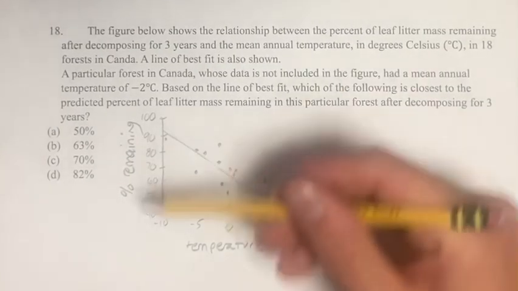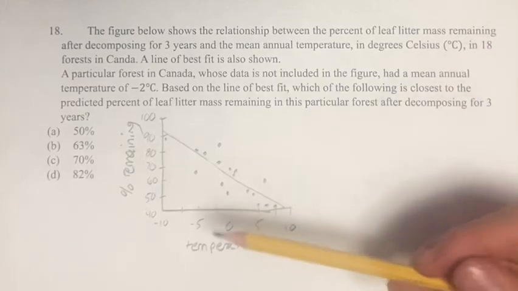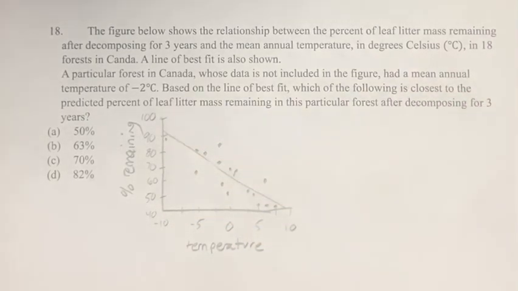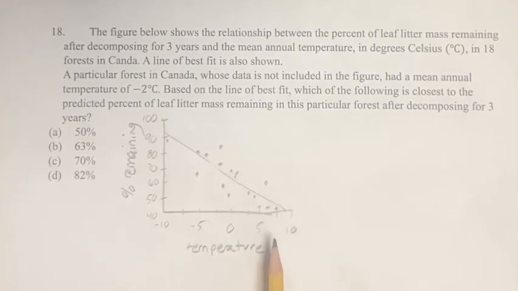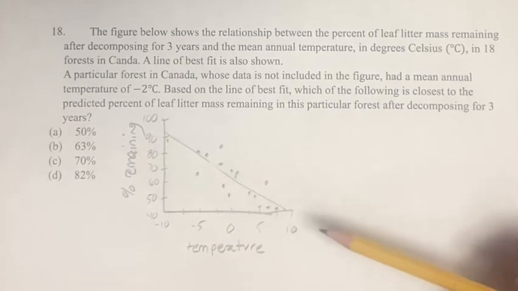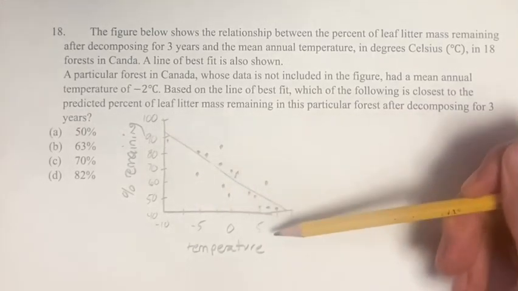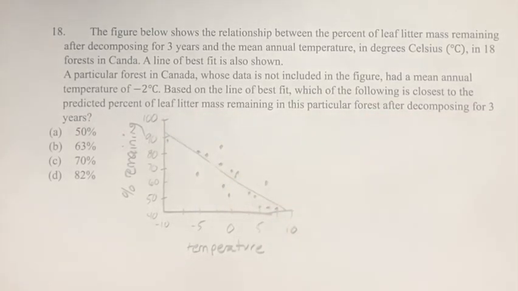In this problem, we're given this figure, which is showing the relationship between the percent of leaf litter mass remaining after decomposing for 3 years and the mean annual temperature in degrees Celsius in 18 forests in Canada. Right, so that's going to be these 18 dots, and then we're also given a line of best fit.